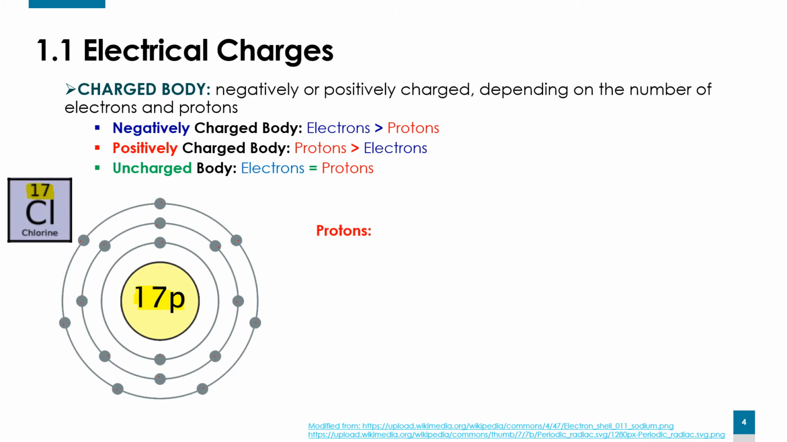Okay, let's count. Protons, how many do I have? 17. How many electrons? Also 17. So what is the charge of this body? Negative, positive, or uncharged? The number of protons is the same as the number of electrons, so it is uncharged, right? Okay, but it's not stable. Why? Because it has 7 electrons in the last shell. Does the atom like to have 7? No. So it wants to have how many? 8.